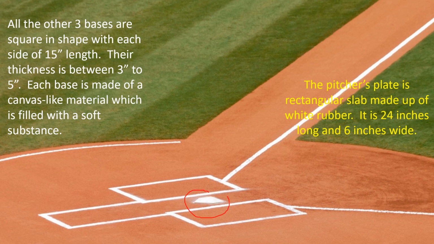Here is our home plate and you should know that it is desirable that the line connecting the home plate and the pitcher's plate and all the way up to the second base runs in east-northeast direction. Now we also have here the pitcher's plate dimensions, which is a rectangular slab made up of white rubber and it is 24 inches long and 6 inches wide. The other three bases are square in shape and each is of the side 15 inches and these are about 3 inches to 5 inches thick.